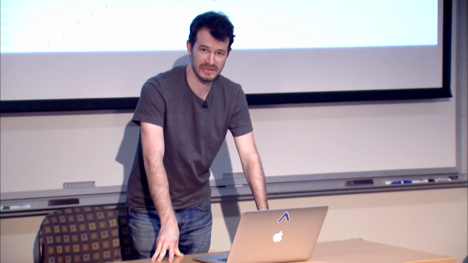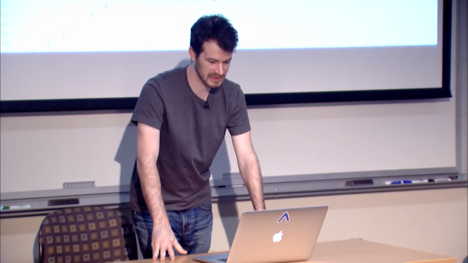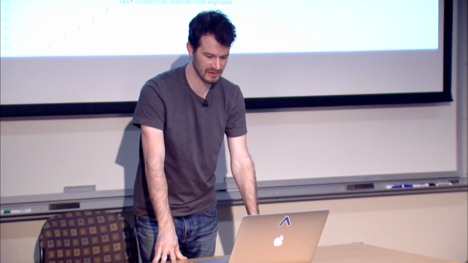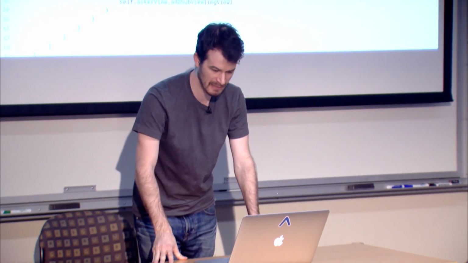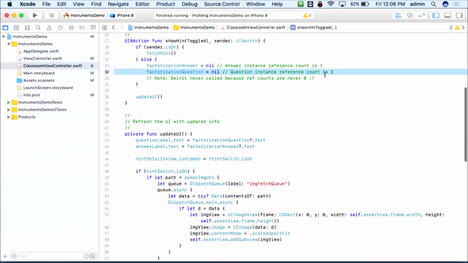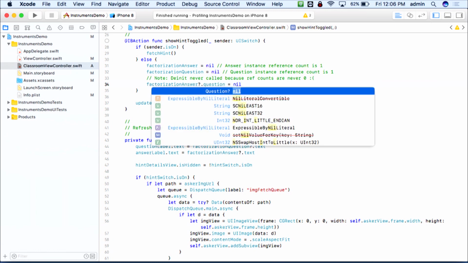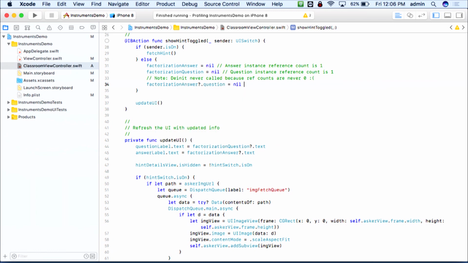And there are lots of ways that we could solve this problem. One of the ways is we could say, oh, the problem has to do with reference counts. What we really need to do is get these reference counts down to 0. So manually, we can go in like it's 1995 and say factorization answer dot question equals nil, which will cause the reference count to hit 0. And then it'll get deallocated properly.